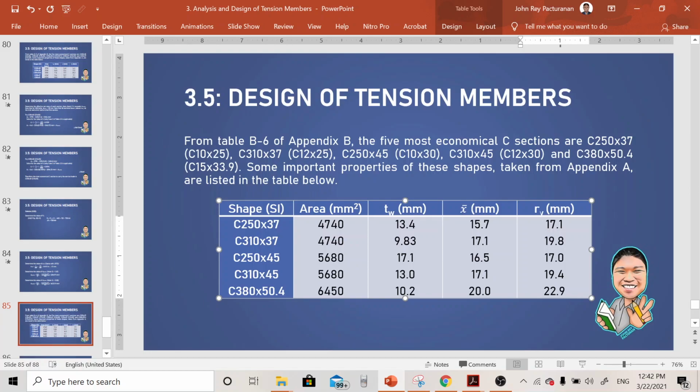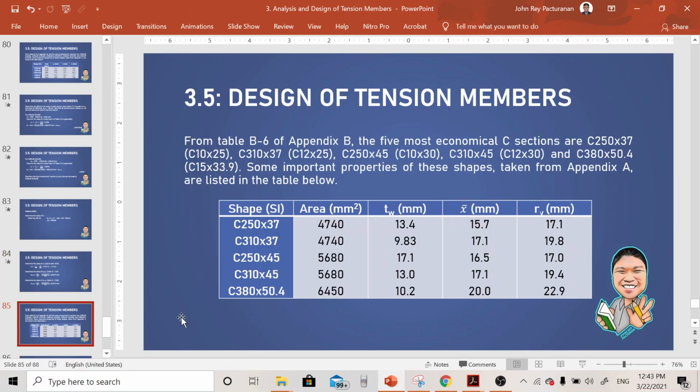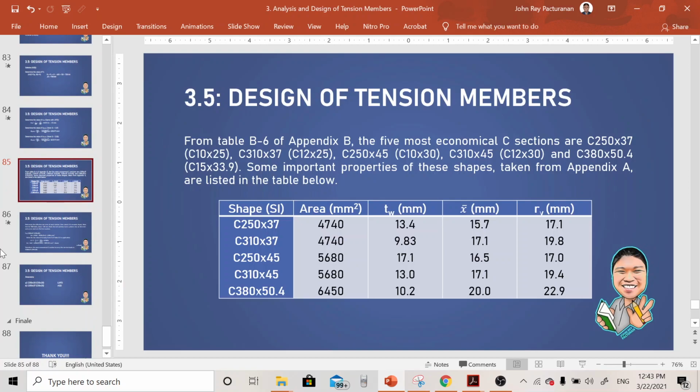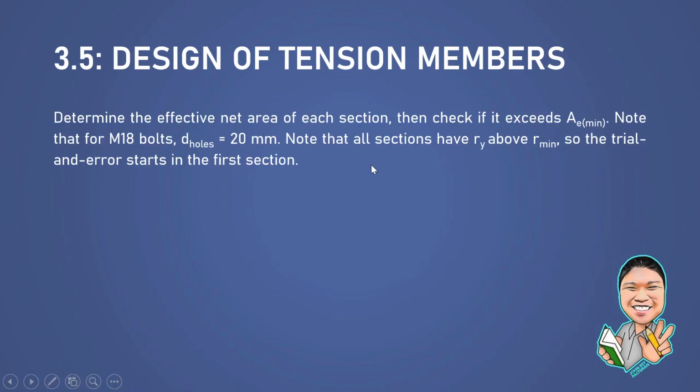So dahil doon, lahat ng R natin ay greater than 15. So safe na siya. Kasi 'di ba, yung R minimum nga is 15. Check nyo pa rin 'yon. So start na tayo, mag-trial and error. Ganon din lang naman ang gagawin natin diyan. Trial and error agad. So simulan natin kay C250 by 37. Ito yung una.